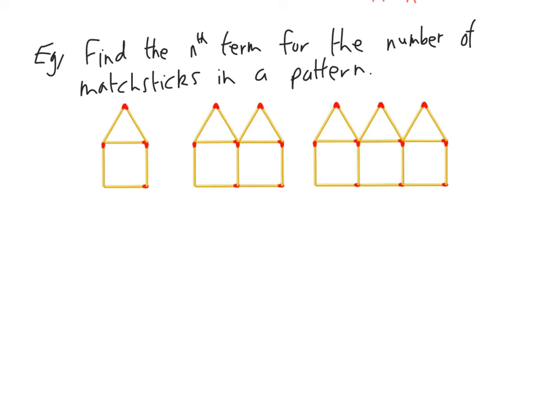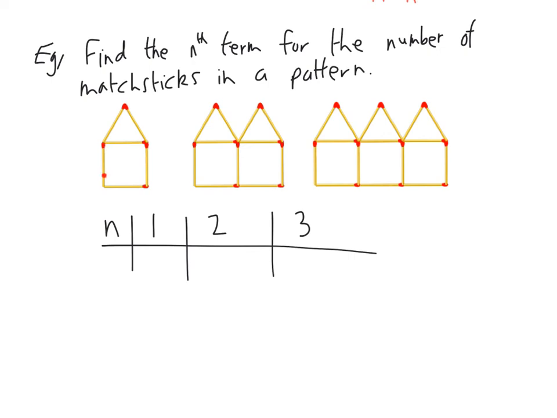In this example, we have to find the nth term for the number of matchsticks in a pattern. So if you've got a pattern like that, you want to reduce this down to be in a table or some sort of sequence of numbers. So in table format, n stands for the pattern number: the first pattern, the second pattern, the third pattern, and so on. The answer you generate is the number of matchsticks in the pattern.